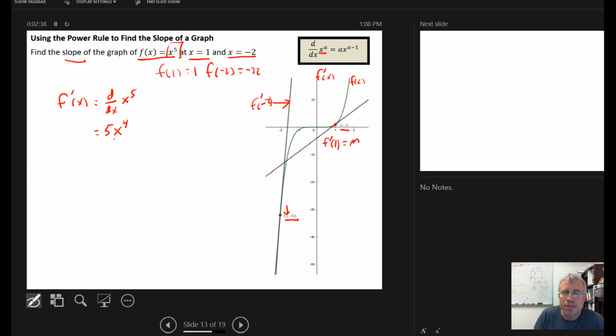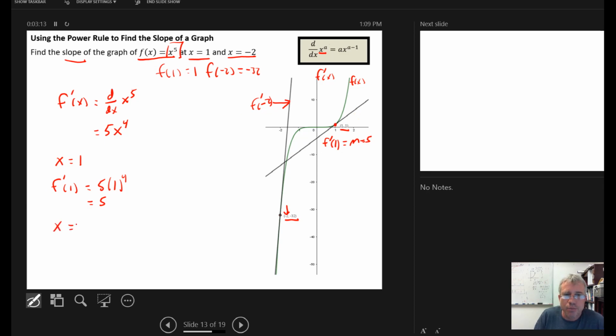So this is the function that describes the slope of every line that is tangent to the graph of f of x. But we need to calculate the slope at 2 specific points on the graph. So when x is equal to 1, we get f prime of 1 equals 5 times 1 to the fourth, which is just equal to 5. So the slope of the line is 5. Go up 5 over 1. The slope of this line is 5.